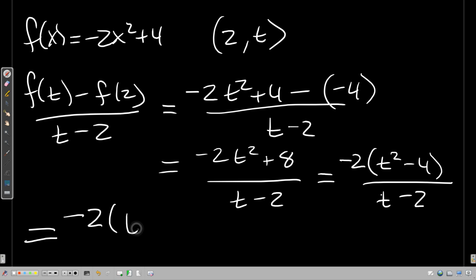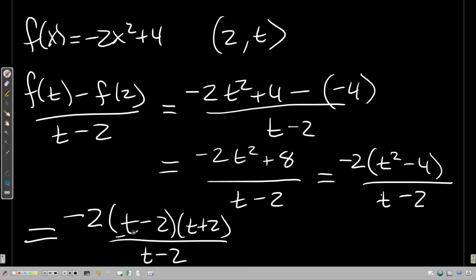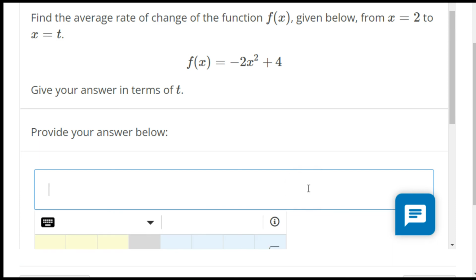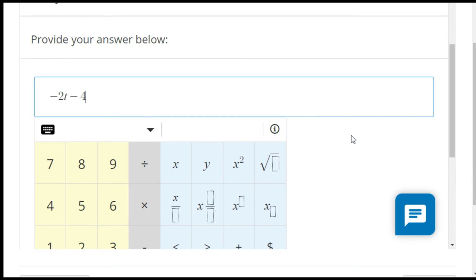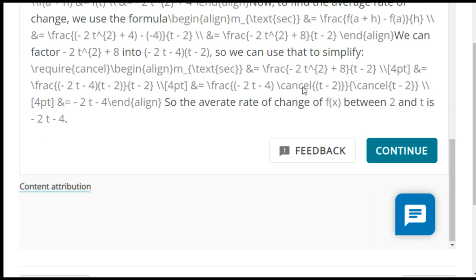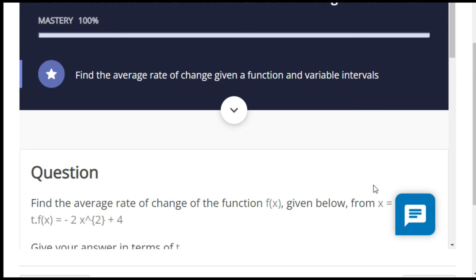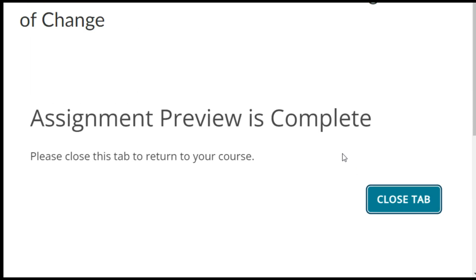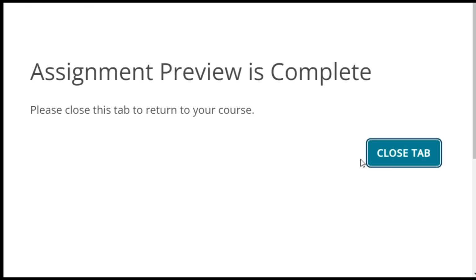We have minus 2 times the quantity t minus 2 times t plus 2 over t minus 2. These cancel. I'm going to distribute that minus 2 back in and get minus 2t minus 4. There we are. Minus 2t minus 4. There it is. Please tell me it's done by now, because how torturous it would be on you guys. Yes, we're finished.